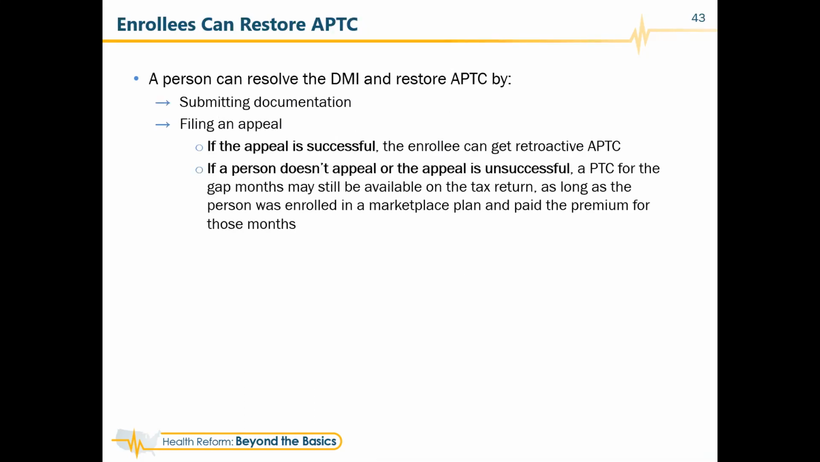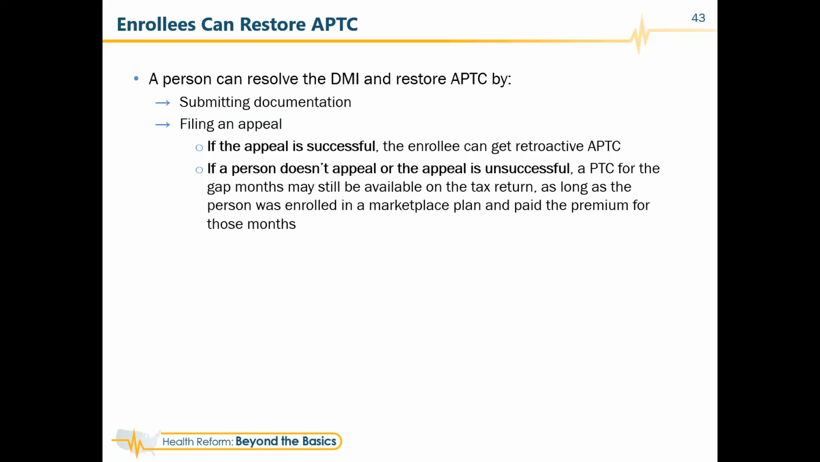Enrollees can restore their APTC by resolving the DMI. They can do this by submitting documentation, or if that hasn't worked, they can file an appeal. If the appeal is successful, then the enrollee can get retroactive APTC. And I know we had some questions earlier about appeals, so that's why we held off on those. And if a person doesn't appeal, or if the appeal is unsuccessful, then the APTC for the gap months might still be available on the tax return.